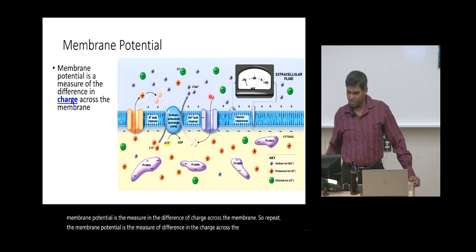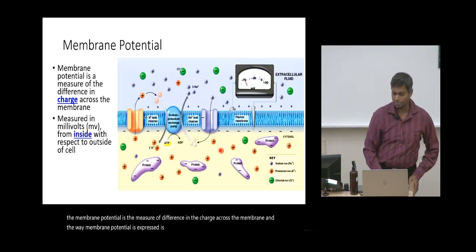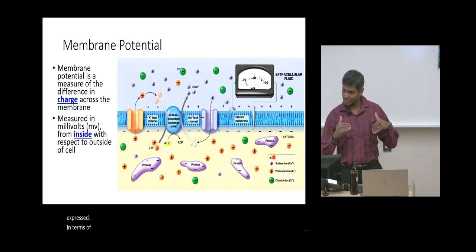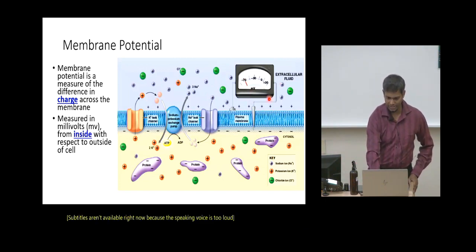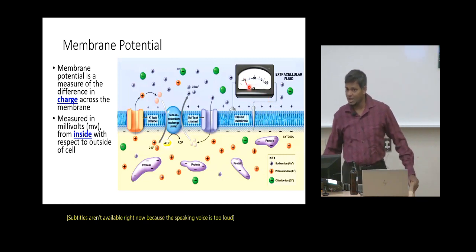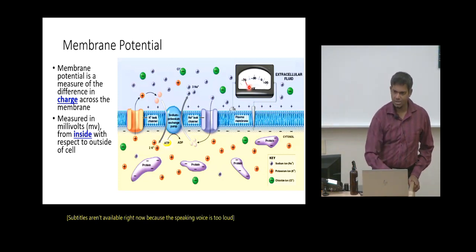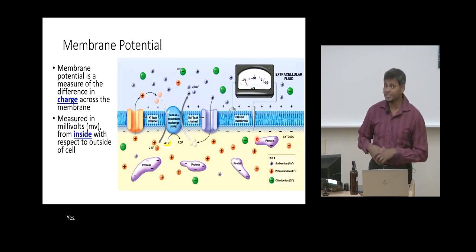Membrane potential is expressed in terms of millivolts, so it's expressed as the charge difference between inside the cell versus outside the cell. The voltmeter here indicates that the membrane potential is around negative 70 millivolts, which means that the inside of the cell is more negative than the outside of the cell. So it should be clear what membrane potential is and how it is expressed. Yes? Okay, now we can move on to what can change the membrane potential.